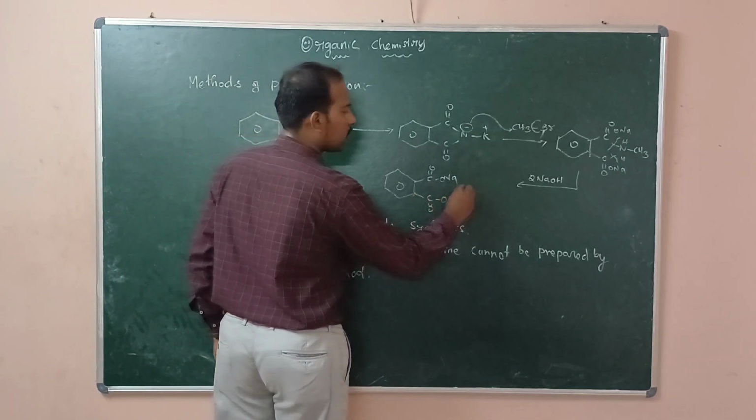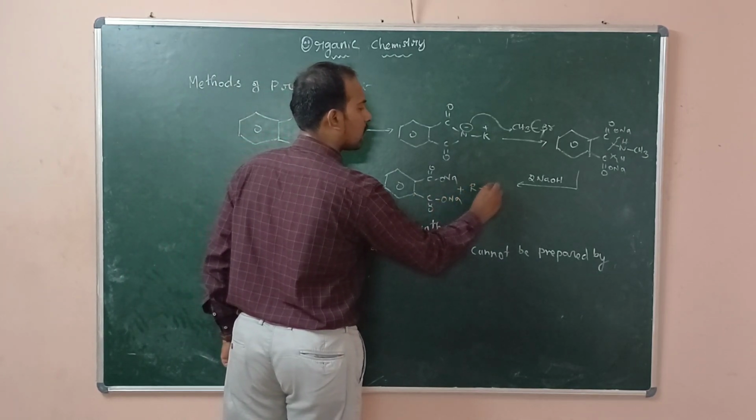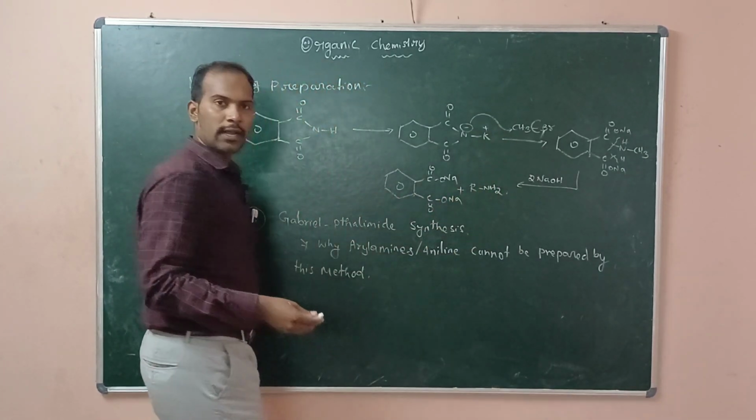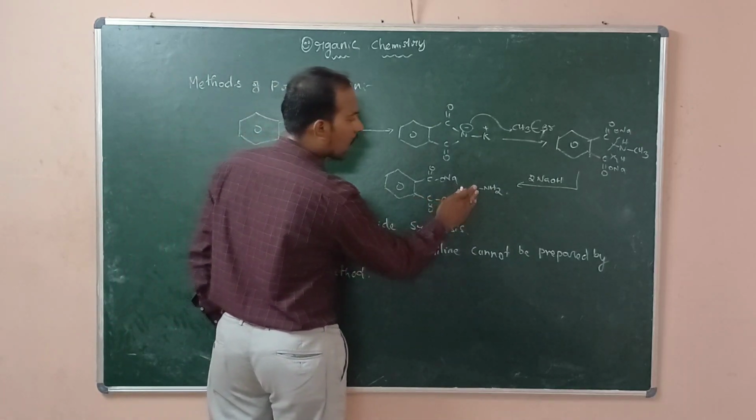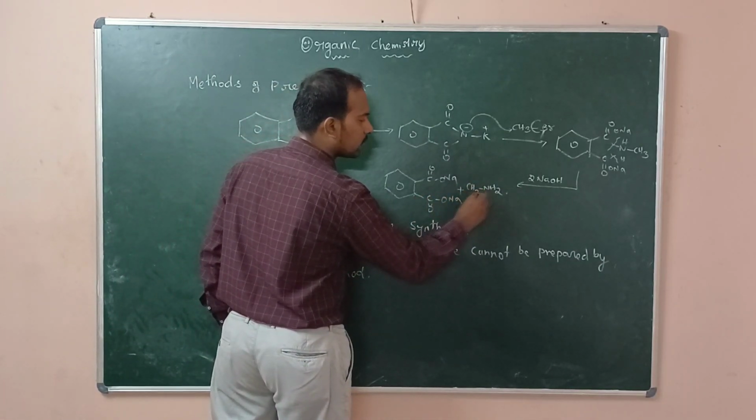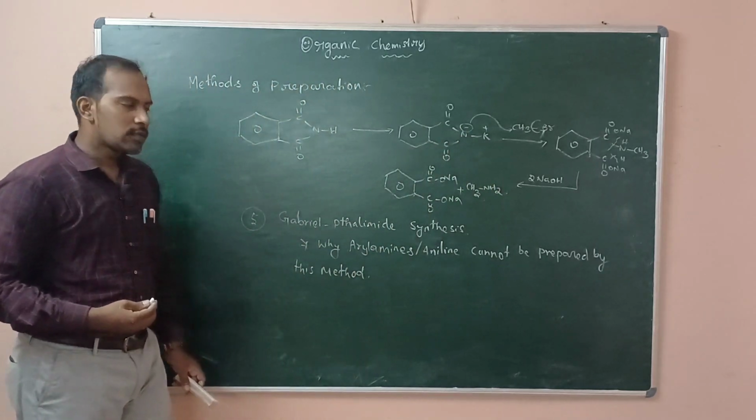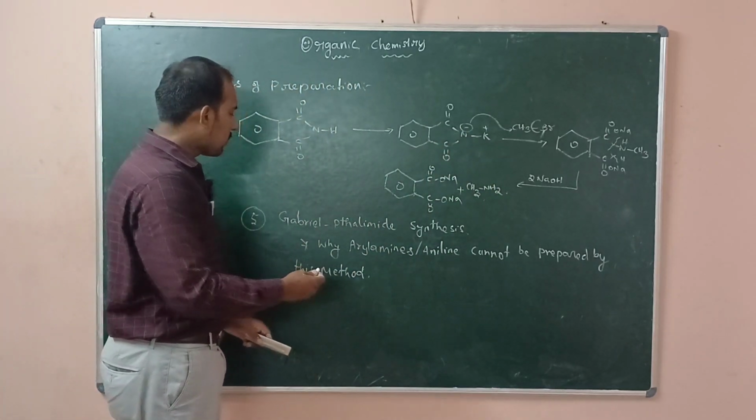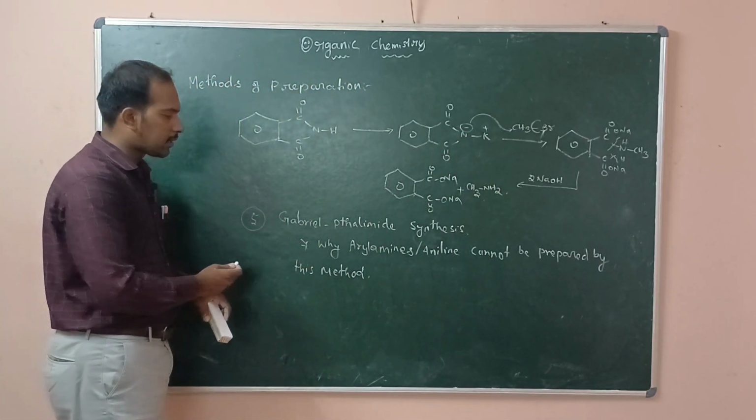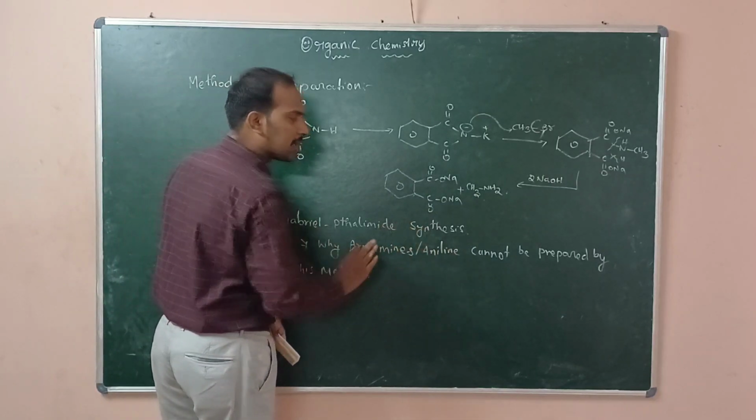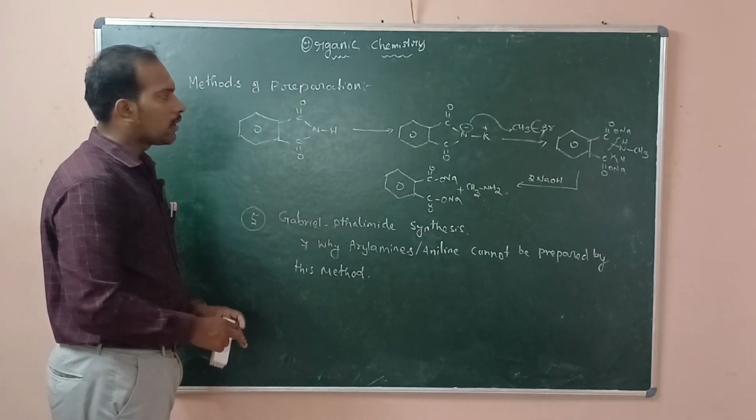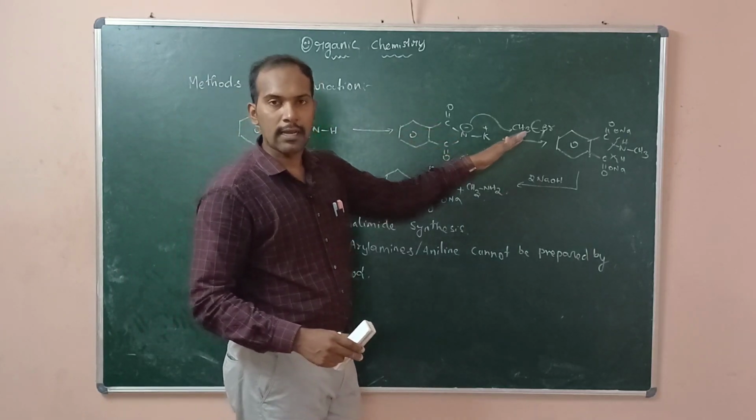Now here we can write RNH2, so we get the primary amine. Here the R group is CH3. Now coming back to this question, why aryl amines or aniline cannot be prepared? Here we use nucleophilic substitution reaction.